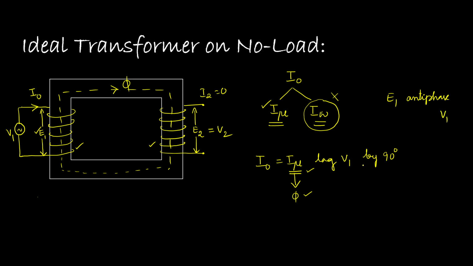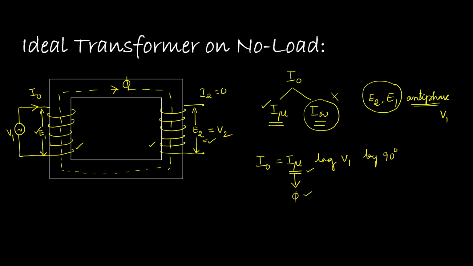So this E1 will be in anti-phase with the supply voltage V1. Okay, and also if we consider the secondary induced EMF E2, this will also be in anti-phase with the supply voltage according to Lenz's law. So on that note, E1 as well as E2, both the EMFs will be in anti-phase with the supply voltage.